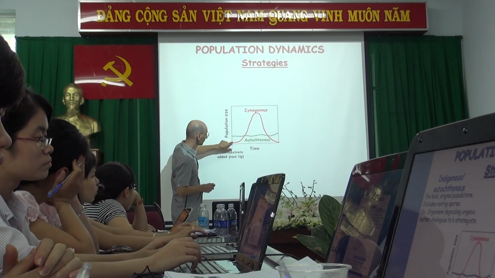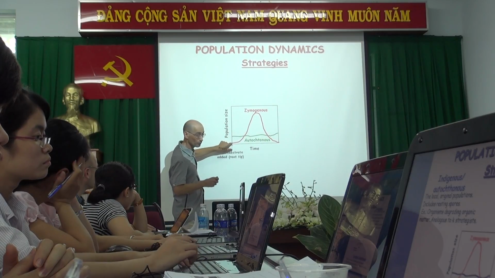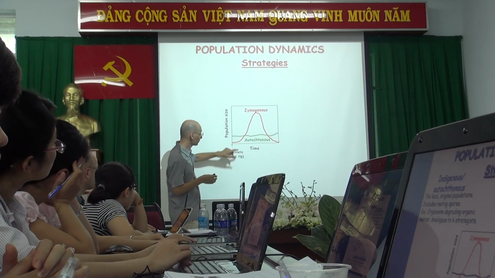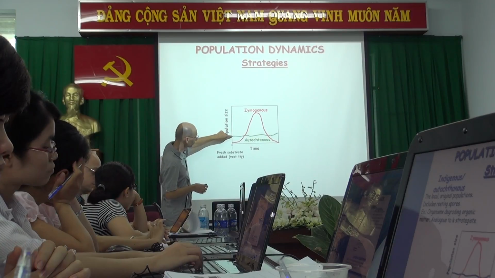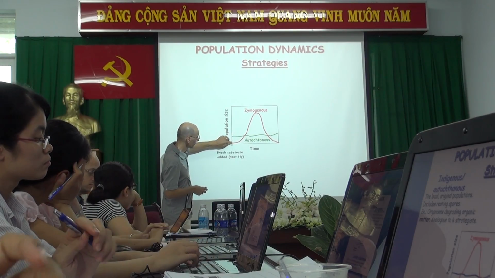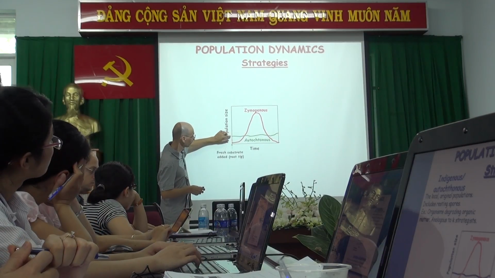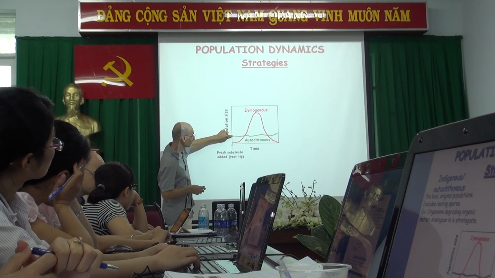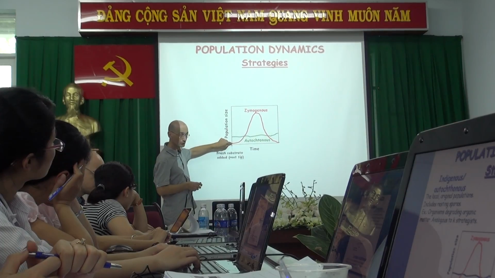Okay, so when the substrate arrives here, you have the populations. We have this autochthonous population in green and the zymogenous population in red, which are at these levels. The autochthonous population is more abundant than the zymogenous population.